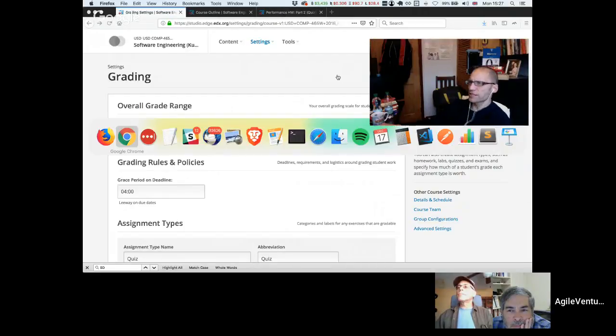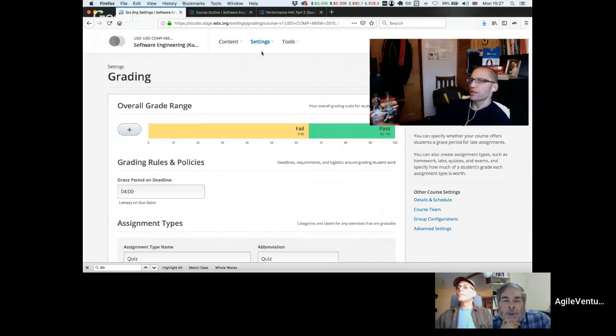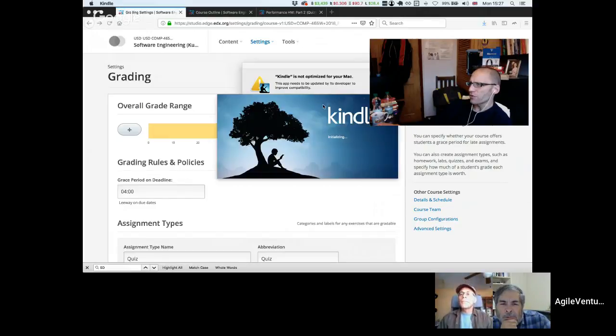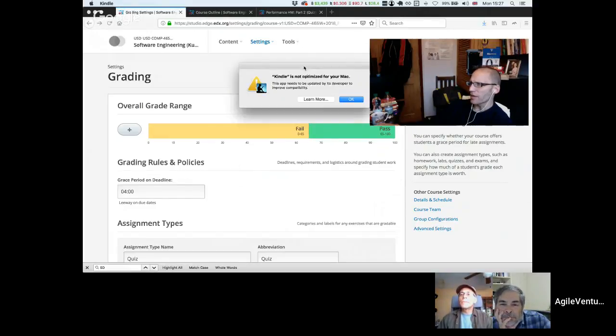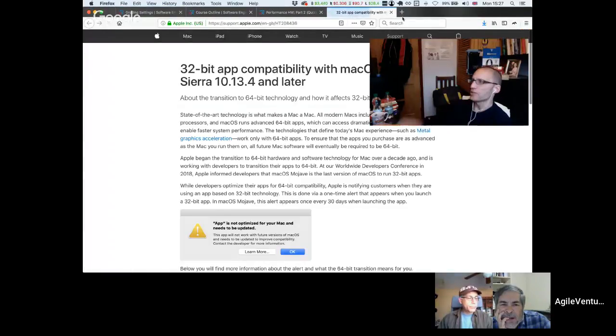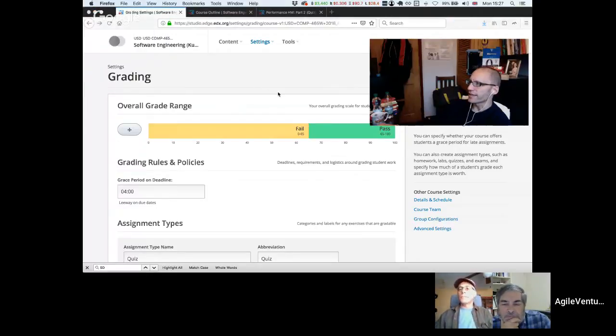I guess just dashing back, I tried to start the Kindle in the background. So, what you were saying there, Richard, is that Kindle is not optimized for your Mac. It needs to be updated by its developer to improve compatibility. I guess I have to update. This was me trying to get up the chapter on performance.